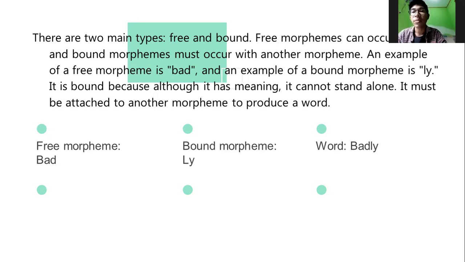It is bound because although it has meaning, it cannot stand alone. It must be attached to another morpheme to produce a word. To make it more clear, I would break it down. So here you can see there are three parts. Part one, free morpheme, bad. The second part is li, the bound morpheme. The third part is badly, which is the word. The word is the combination of free morpheme and bound morpheme. So from bad and li becomes badly. Next.